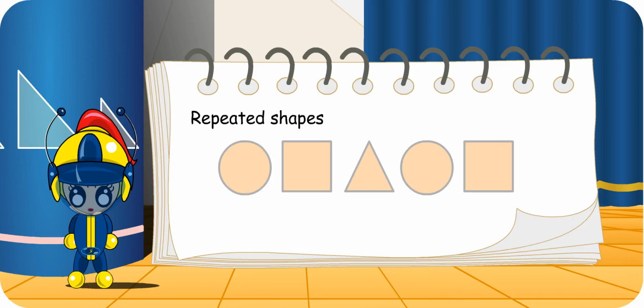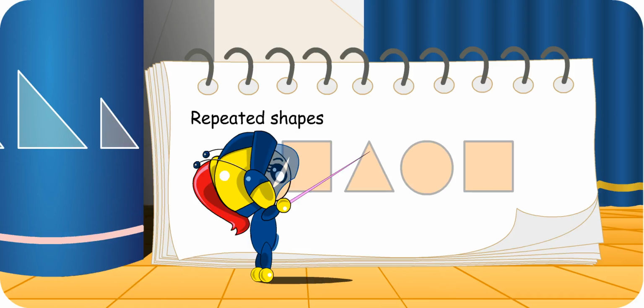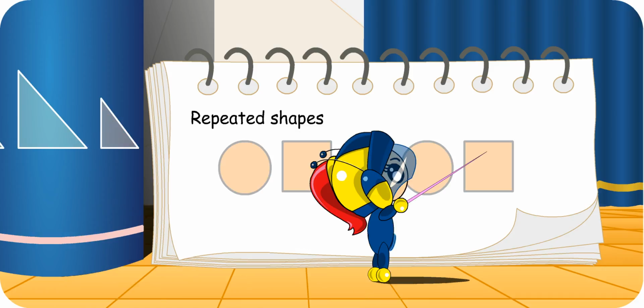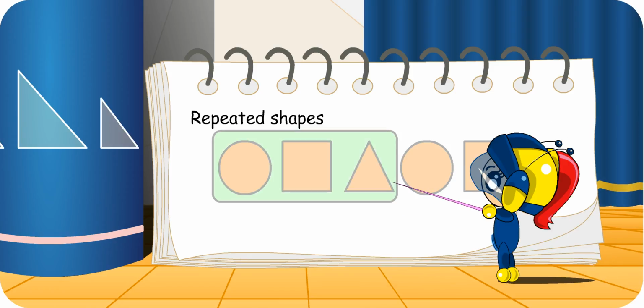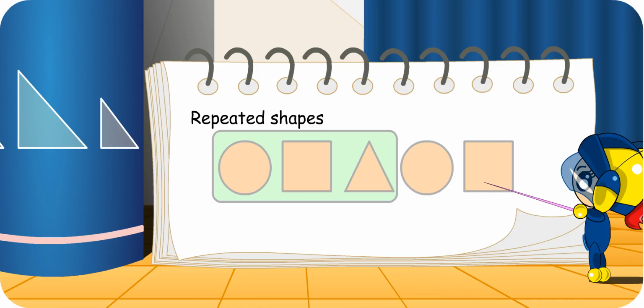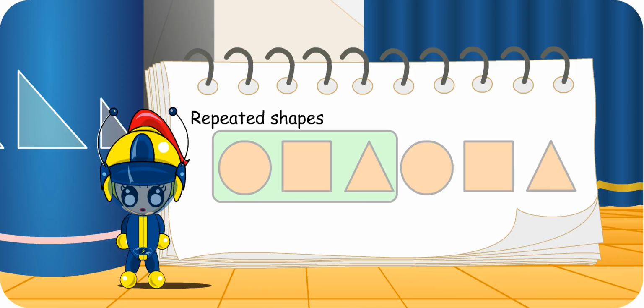For example, circle, square, triangle, circle, square. In this pattern, the set consists of circle, square, and triangle. From studying the set, we know that after the circle and the square comes triangle next. Very good, Turbo Girl. That's all for today.